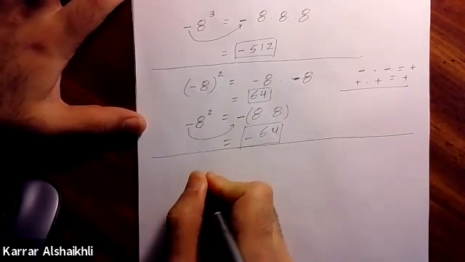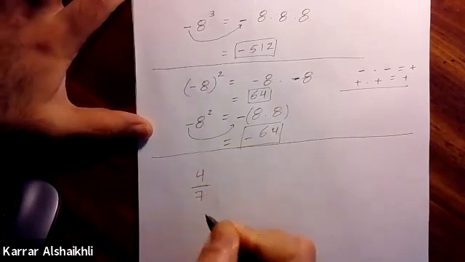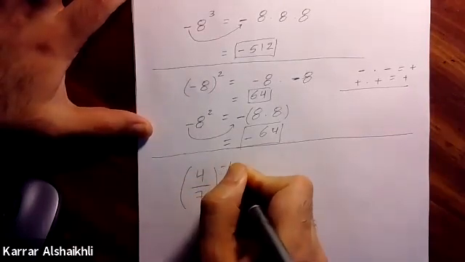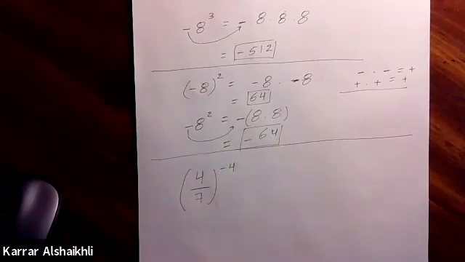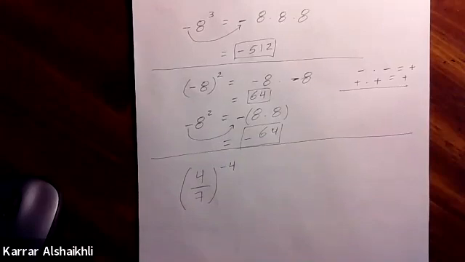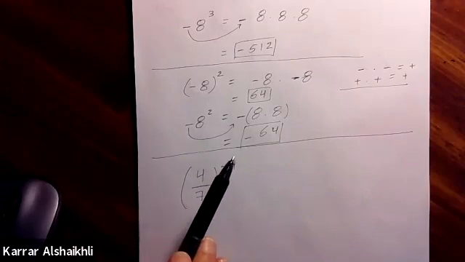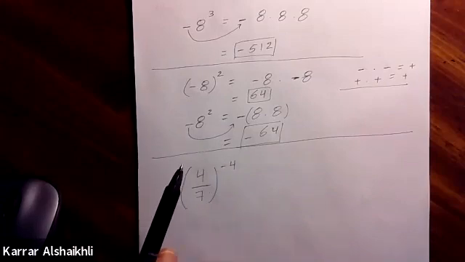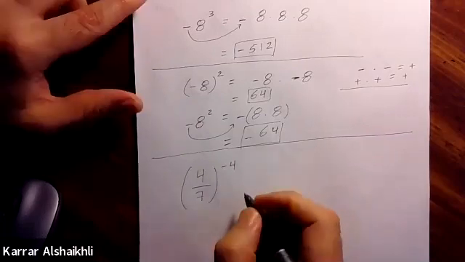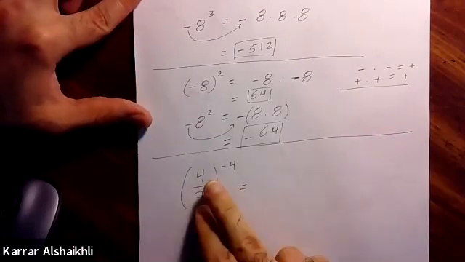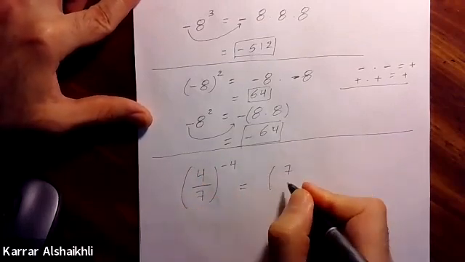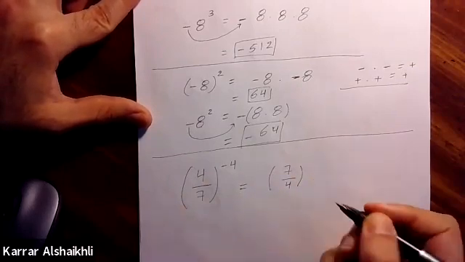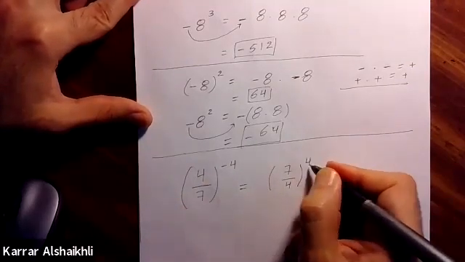If you have (4/7) to the power of -4, how are we going to solve this one? There are 2 methods to solve this example, and I'm going to give you the easiest one. Always do exactly the same thing. When you see a fraction with negative exponents, I'm going to flip everything inside the parentheses. I'm going to say 7/4 and I'm going to write down positive exponents.